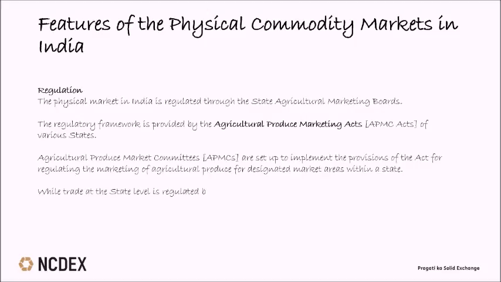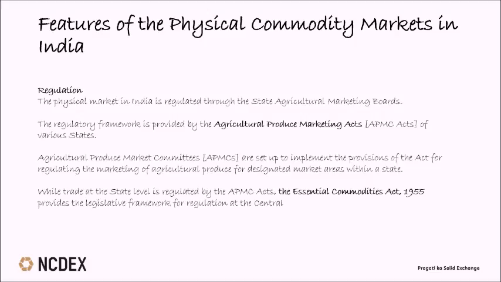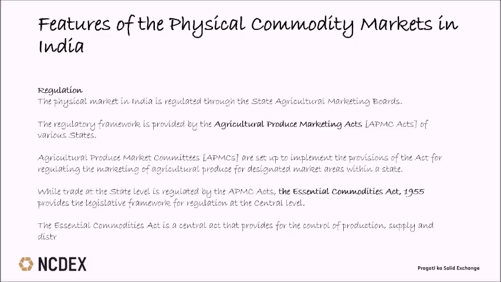While trade at the state level is regulated by the APMC Acts, the Essential Commodities Act of 1955 provides the legislative framework for regulation at the central level. The Essential Commodities Act is a central act that provides for the control of production, supply, and distribution of, and trade and commerce in commodities.